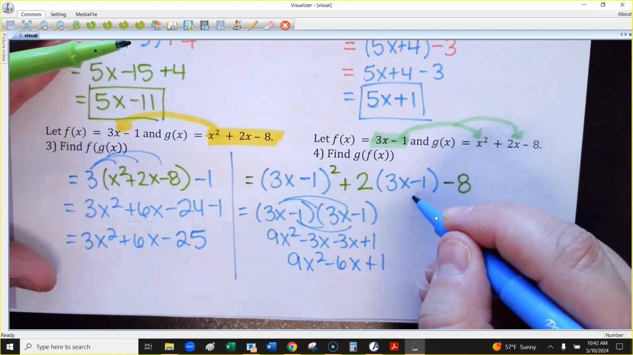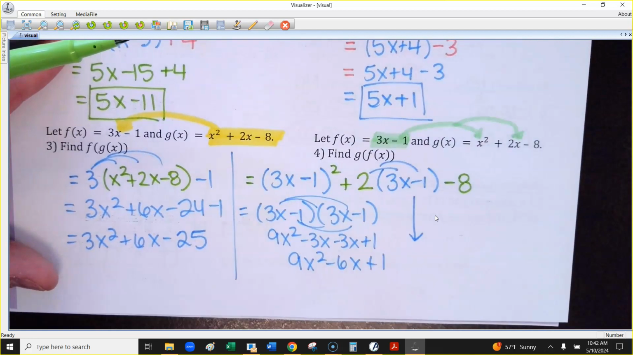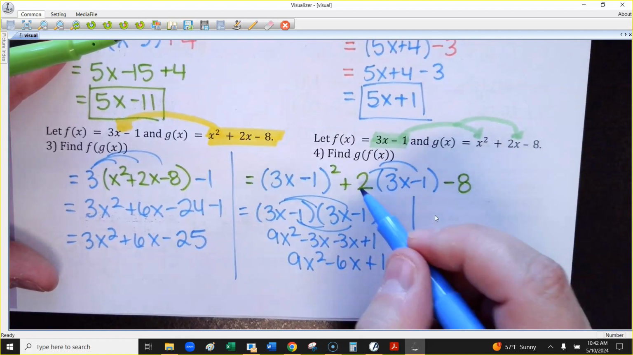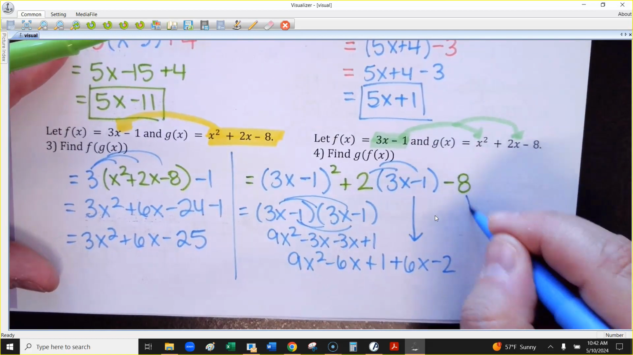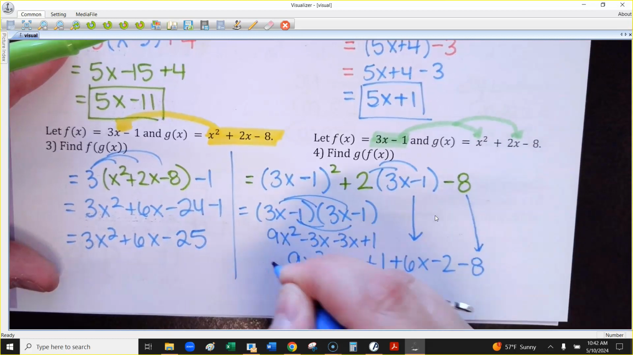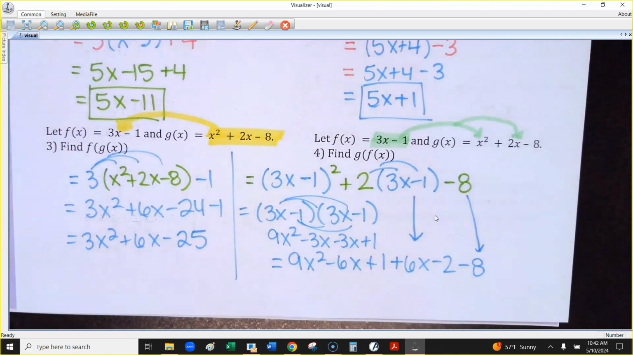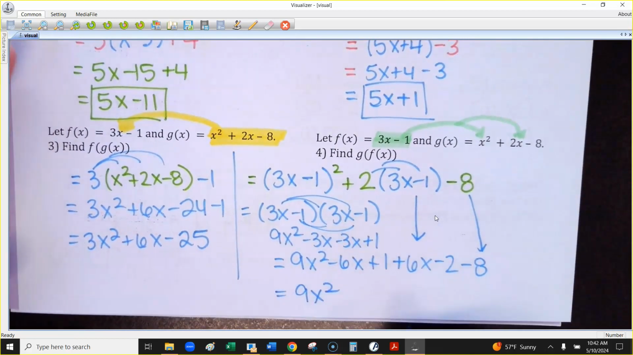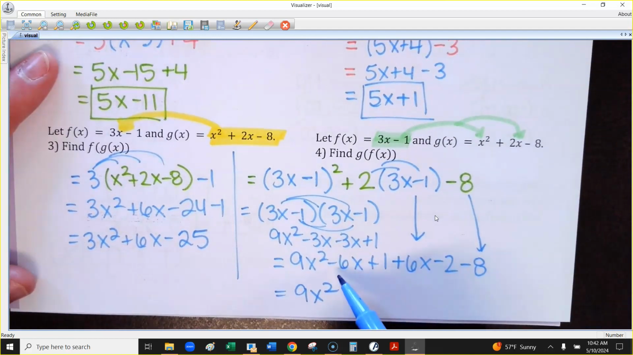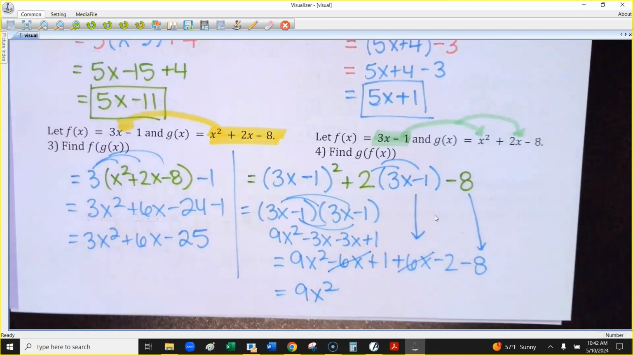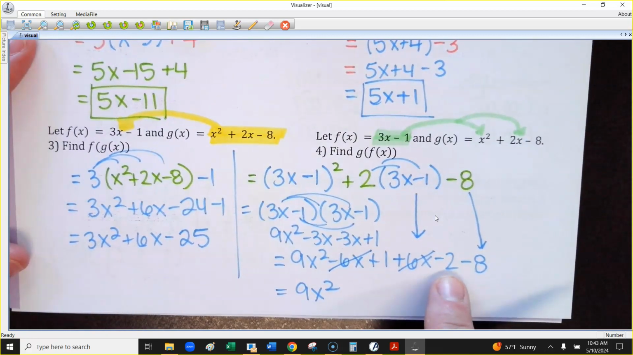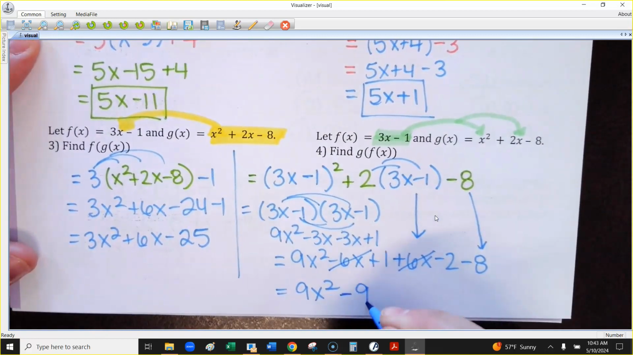And I'm just going to drag this down here, and I'm going to do a little distributive property as I do it. So this would be plus 2 times 3x would be 6x. 2 times negative 1 would be negative 2. And then I'm just bringing down this negative 8. And then to answer the question, we're just going to combine like terms if we can. So let's see, I've got a 9x squared. Now, this doesn't always happen, but it does here. There's a negative 6x and a positive 6x, so those actually cancel each other out. And in terms of the numbers here, I have 1 minus 2, so it'd be negative 1 minus 8, so it'd be negative 9.